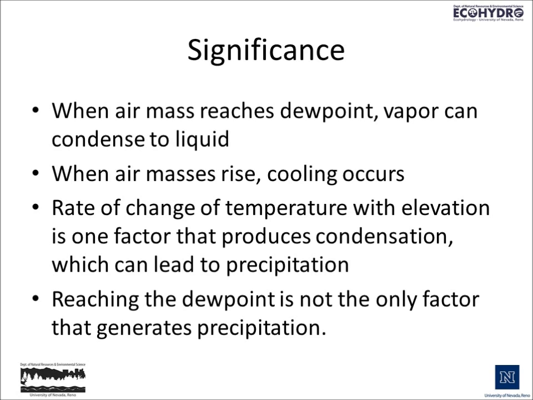What's the significance of this? When an air mass reaches dew point, vapor can condense to liquid. It's not the only condition that needs to be met, but it is one of the key ones. The air mass has to be cooled to the point where water vapor can condense, where our relative humidity is equal to 100%. And the significance is that when air masses rise, cooling occurs, and when cooling occurs, we may reach the dew point. The rate of change of temperature with elevation is one factor that produces condensation, and that can lead to precipitation. So again, remember, reaching the dew point is not the only factor that generates precipitation.